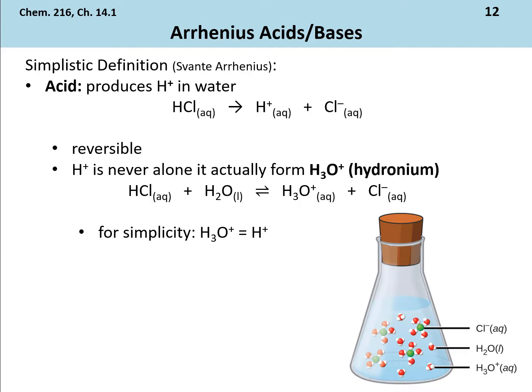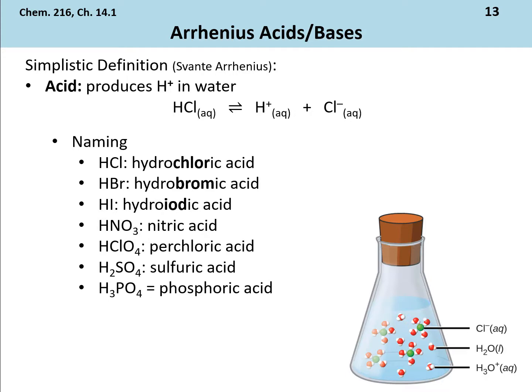Now, in reality, we don't just have H+. In reality, that H+ bonds to an H2O and forms H3O+. So I get HCl plus H2O liquid forming H3O+ plus Cl-. A lot of times in this class, for simplicity, we're just going to say H+. But in reality, that's H3O+.